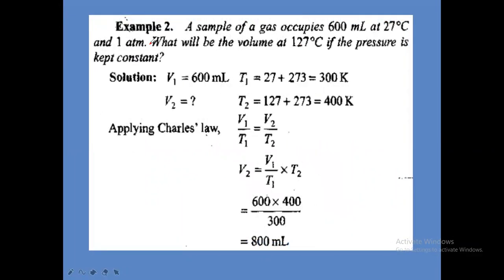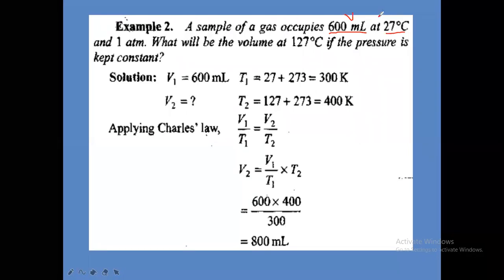Next, example 2 problem. A sample of a gas occupies 600 ml. Whenever a value is given, underline that value first. What is this here? Volume or pressure? It is volume. So 600 ml volume is given. At what temperature? 27 degrees Celsius.